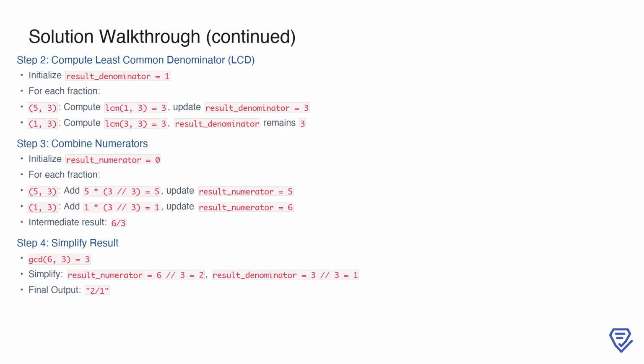For simplification, we find the GCD of 6 and 3, which is 3. Dividing through by 3, the numerator becomes 2 and the denominator becomes 1, resulting in the simplified fraction 2/1. The final output for this example is 2/1.